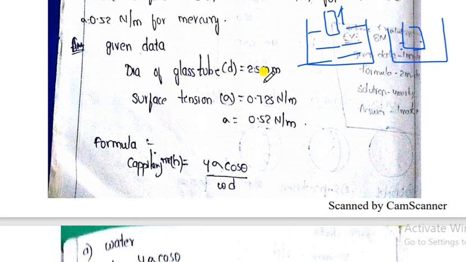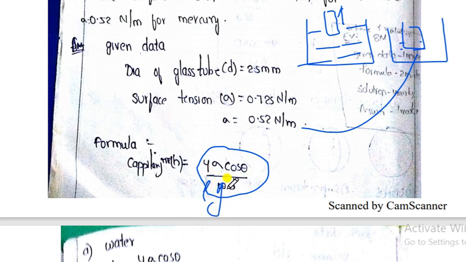Here you can see the diameter of the tube is 2.5 mm, the surface tension of water is 0.725 newton per meter, and the surface tension of mercury is 0.52. The capillary rise formula is given by 4 into surface tension into cos theta, divided by density into gravity into diameter, that is rho, g and D. Here rho is the density, g is gravity, and D is the diameter.